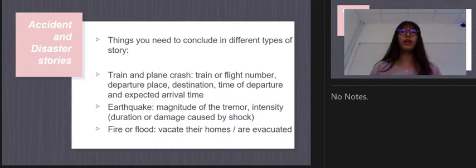When you are covering train or plane crash stories, you need to include the flight number, departure place, destination, time of departure, and the expected arrival time. When you're covering an earthquake, you need to cover the magnitude of the tremor; intensity usually refers to the duration or damage caused by the shock. For a fire or flood, pay attention to the word vacate, like people vacate their homes.